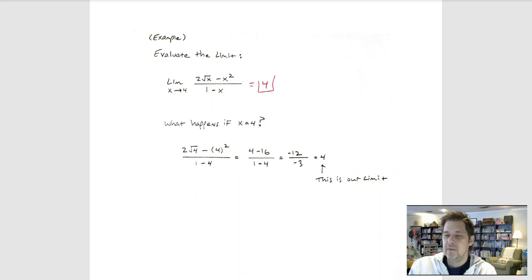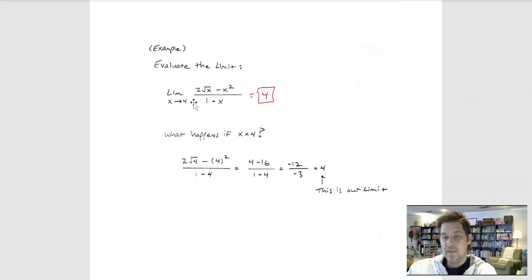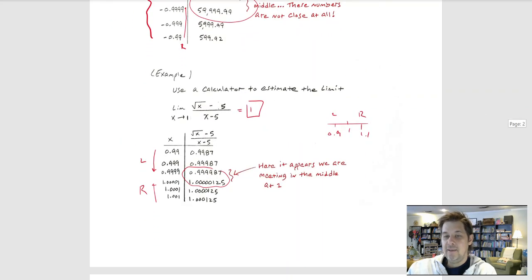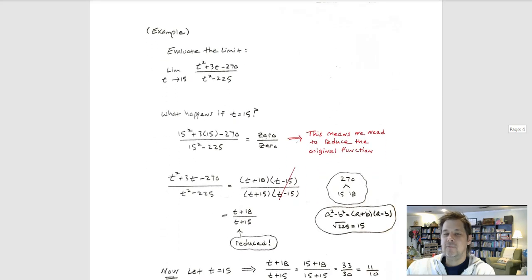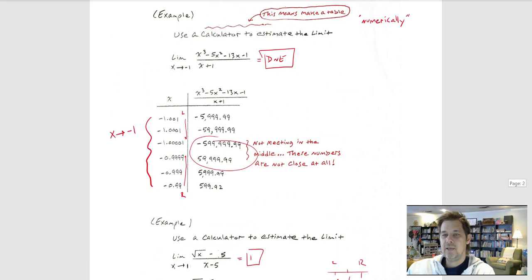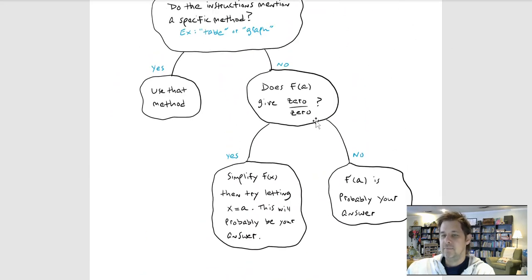Okay. If you're somebody that likes to confirm and check things and make sure you're right, I bet if you put in 3.999 or 4.001, kind of like in our tables, you'd get some result very close to 4. It'd be confirmation of that. All right, what about this one? Evaluate the limit. Again, no specific instructions. Let's plug in that limiting number and see if we get 0 over 0 or not.